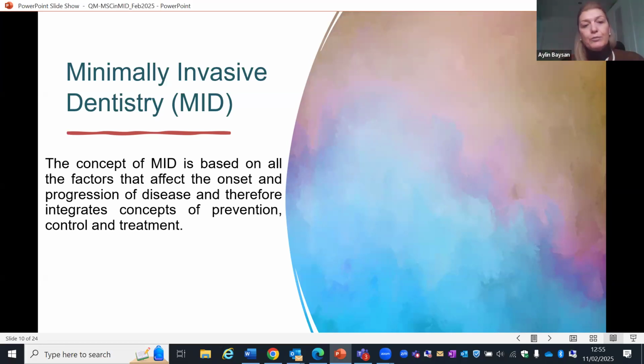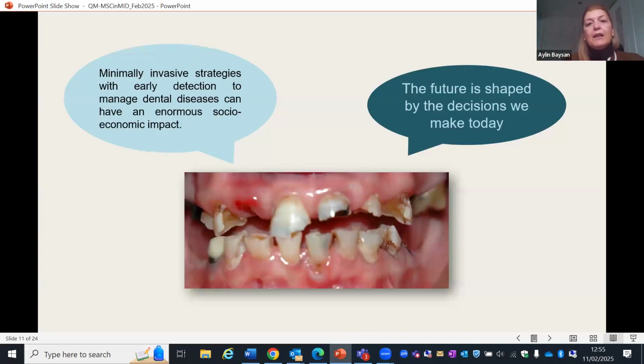So we look at the holistic approach of the patient, what is going on here, the effect of the onset and then progression of disease, and therefore it integrates concepts of prevention. Yes, we do the treatment, but we ask how we can prevent the future disease from happening, and then control and treatment. So I genuinely believe, it is my statement, that the future is shaped by the decisions we make today.